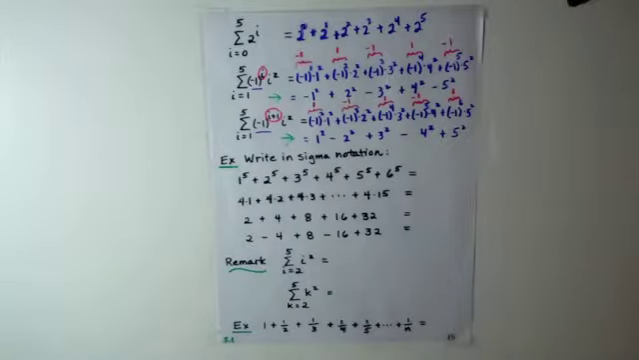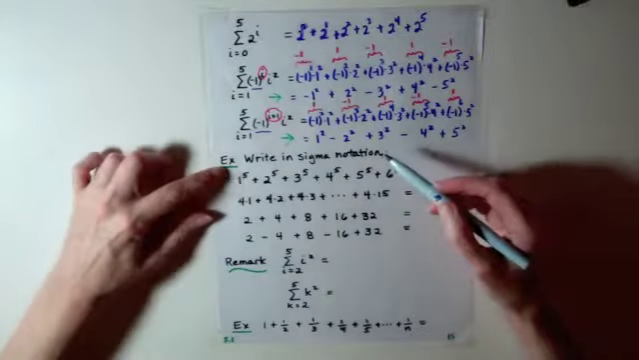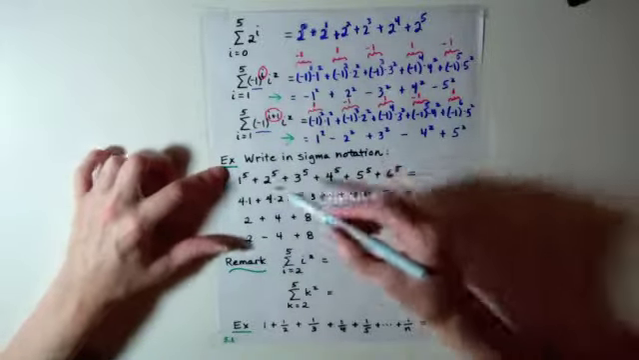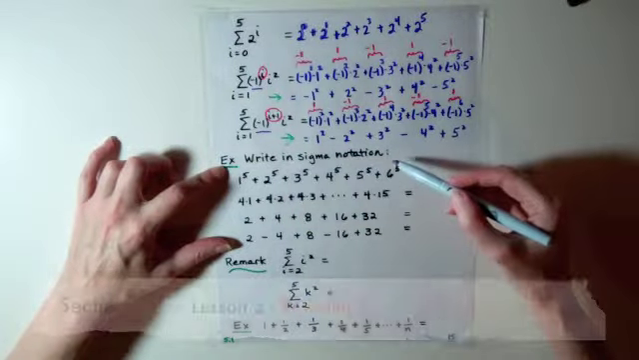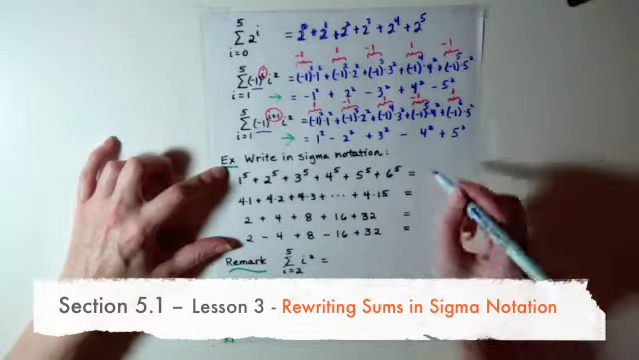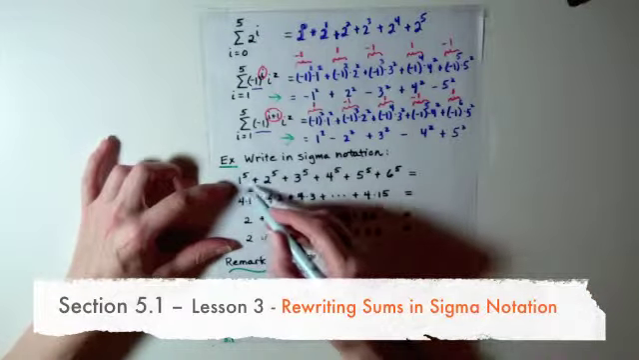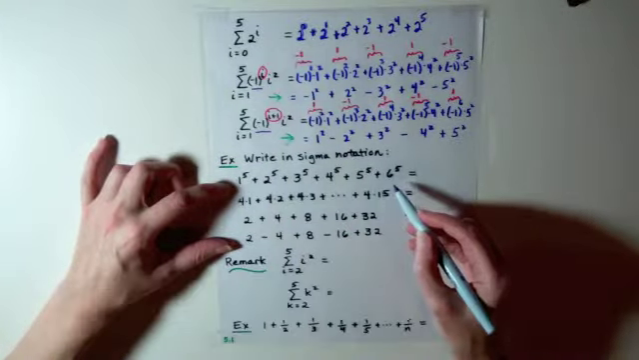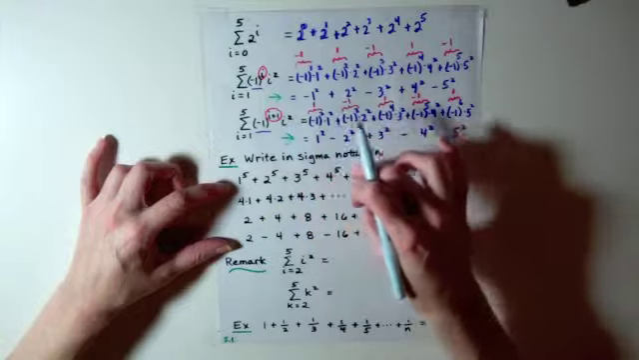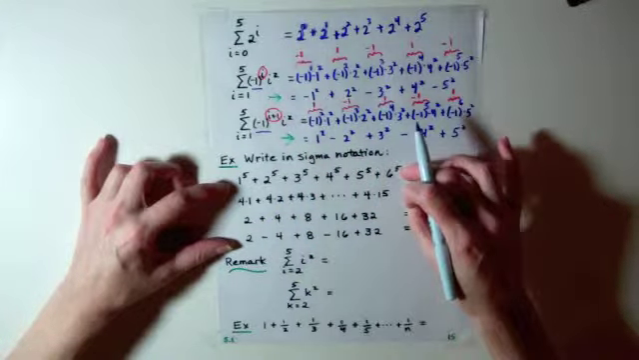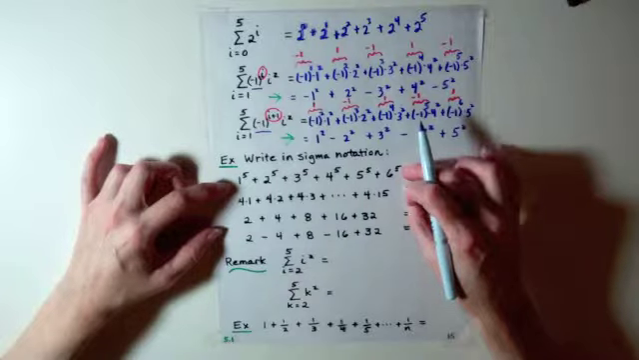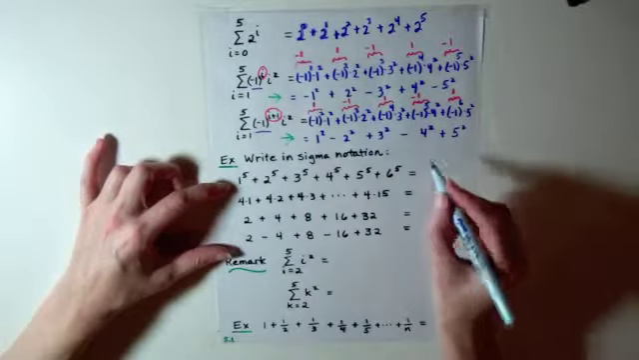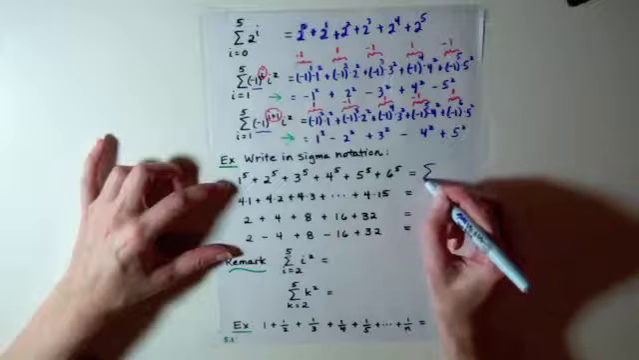All right, what I would like us to do next is to talk about going in the opposite direction. We've got a string of terms and we are asked to write them in sigma notation. This is a little bit harder because we have to identify what the function is that's common to all of these terms, and then we just identify where our i is going to start and where our i is going to end. So these terms are going to be some kind of a sum.